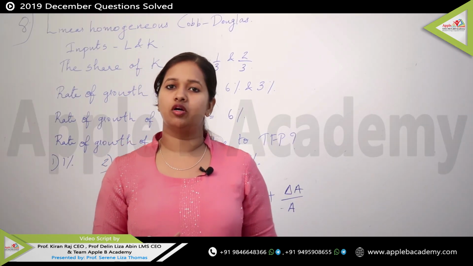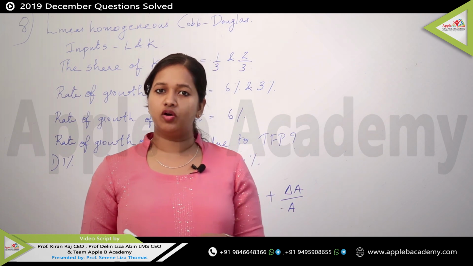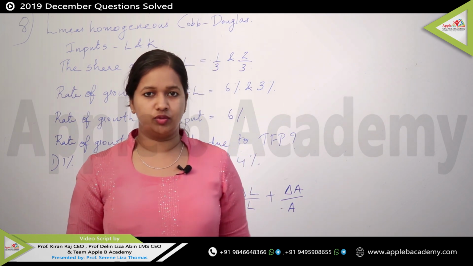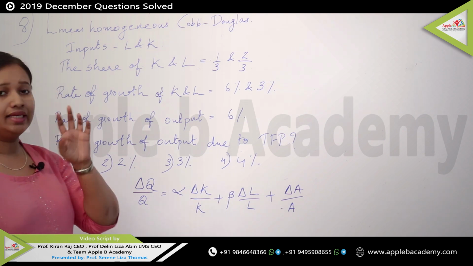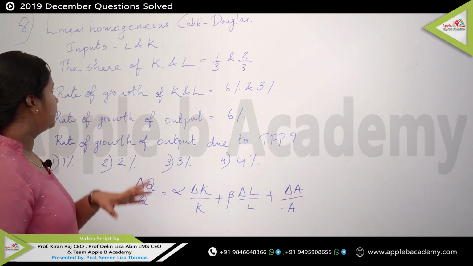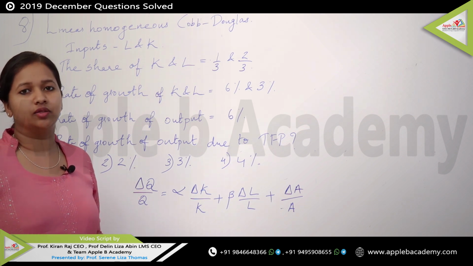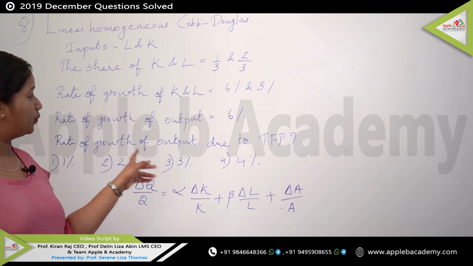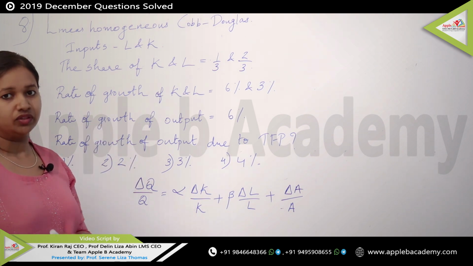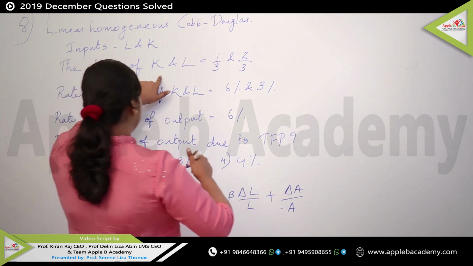This question is from the Cobb-Douglas production function. We have already done a question similar to this. The question goes like this: there is a linear homogeneous Cobb-Douglas production function. Two inputs are used, capital and labor. The shares of capital and labor are respectively 1 by 3 and 2 by 3.